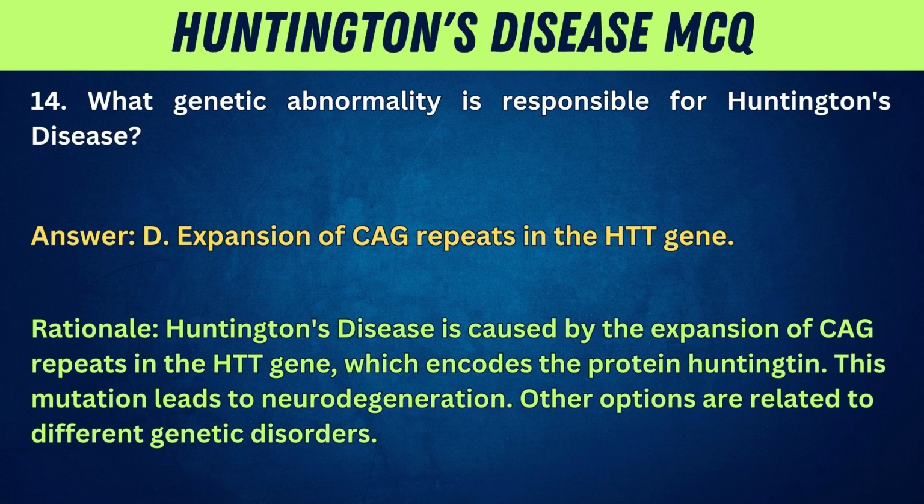Rationale: Huntington's disease is caused by the expansion of CAG repeats in the HTT gene, which encodes the protein Huntingtin. This mutation leads to neurodegeneration. Other options are related to different genetic disorders.